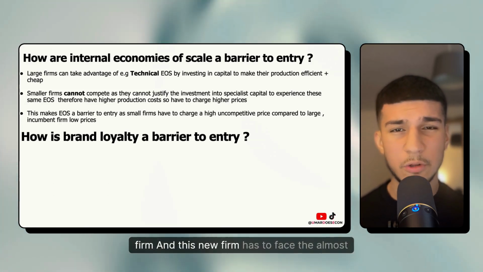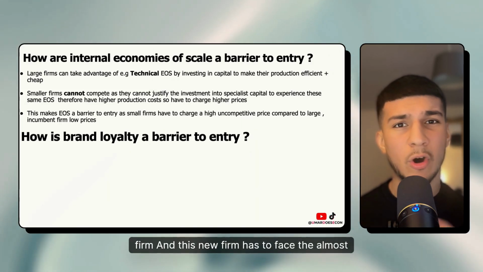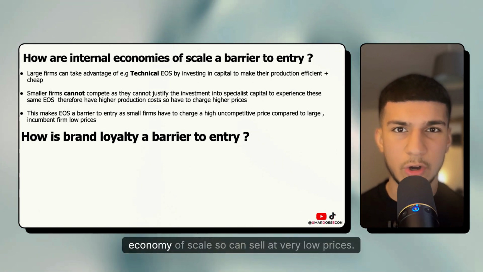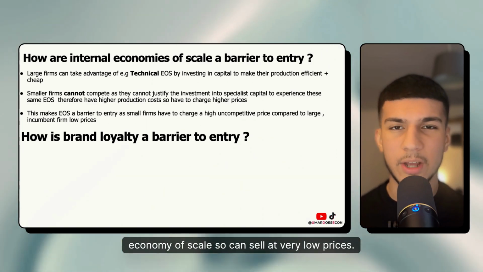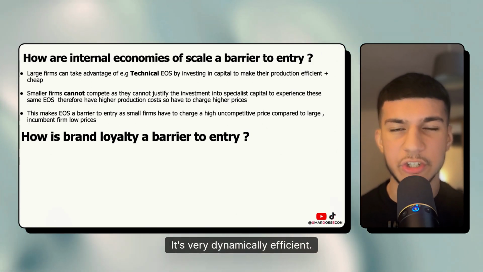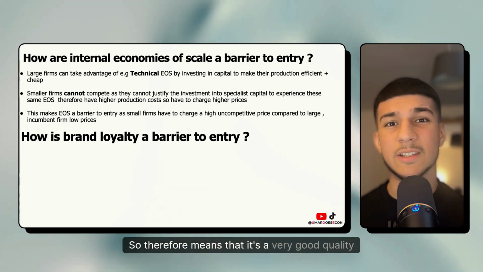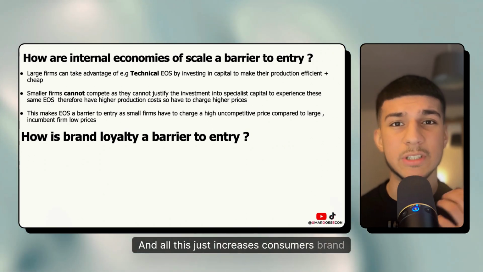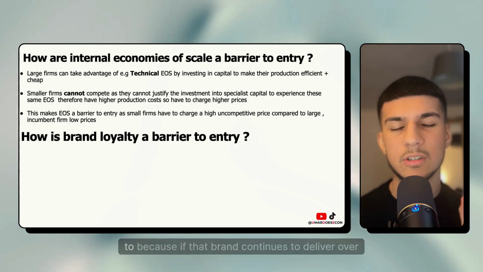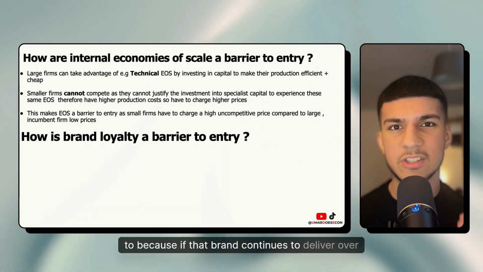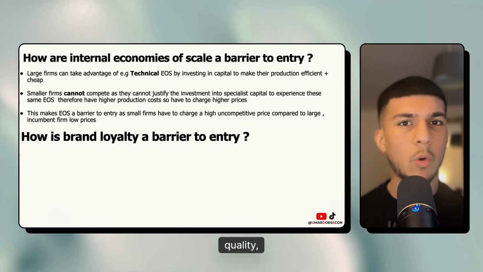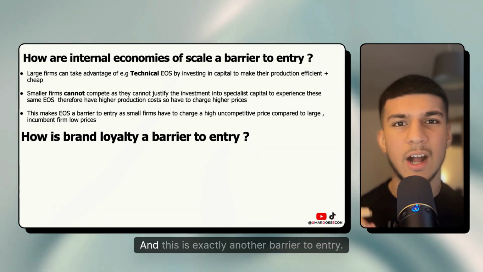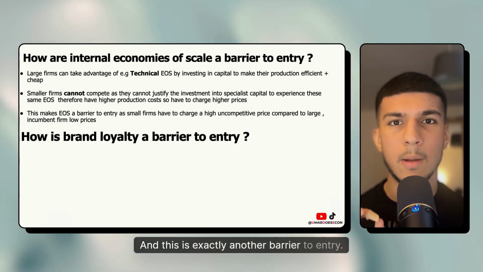And this new firm has to face the almost perfect, established incumbent firm who has massive economies of scale, so it can sell at very low prices, is very dynamically efficient, so therefore it's a very good quality product, and all this just increases consumers' brand loyalty to that firm. Because if that brand continues to deliver quality and low prices over a long period of time, that's exactly what brand loyalty is built upon. And this is exactly another barrier to entry.